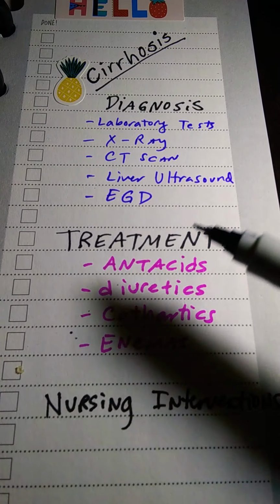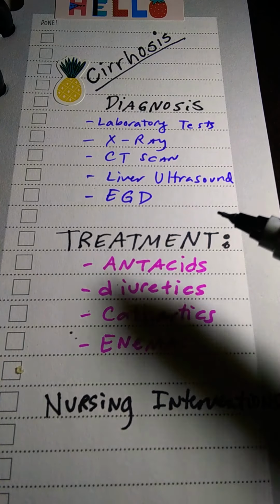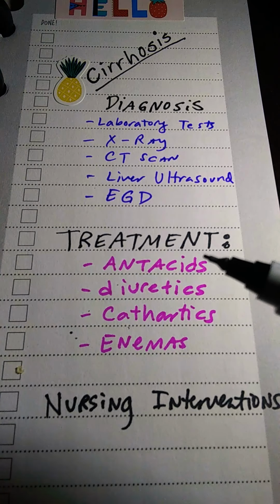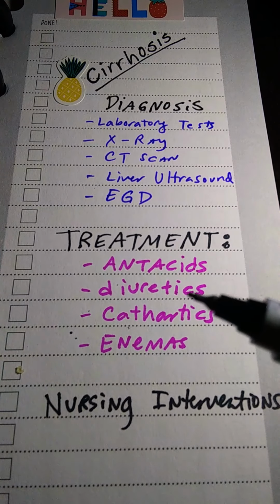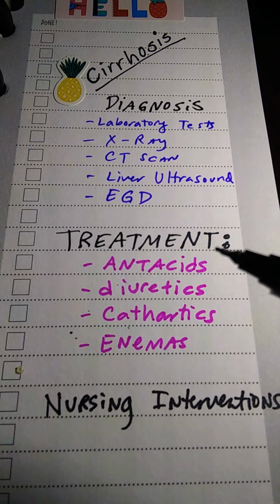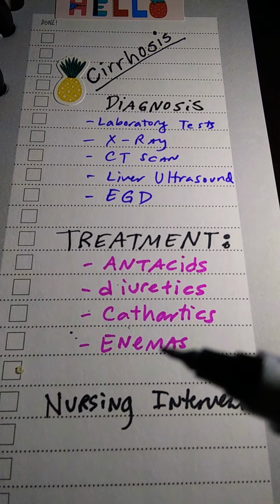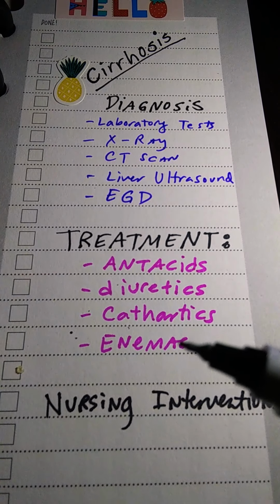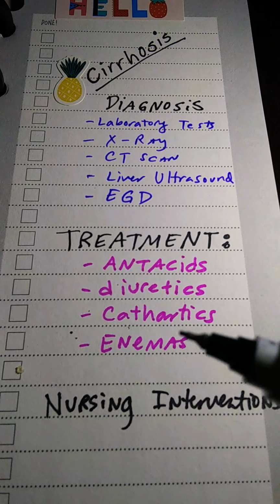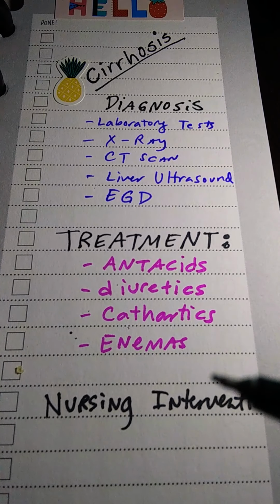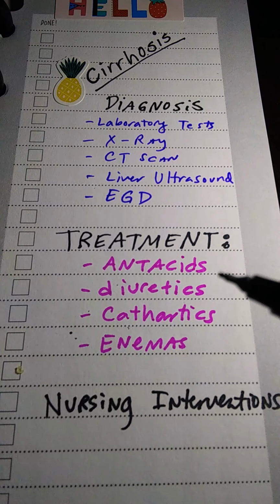Now, let's go over treatments. The treatment for these clients is based on the symptoms that the client is exhibiting. For example, if the client is retaining fluids, diuretics would be prescribed. Also, dietary interventions can include a diet that can promote healing of the liver tissue. Usually the client would need high calories, increased proteins, but low sodium food sources.